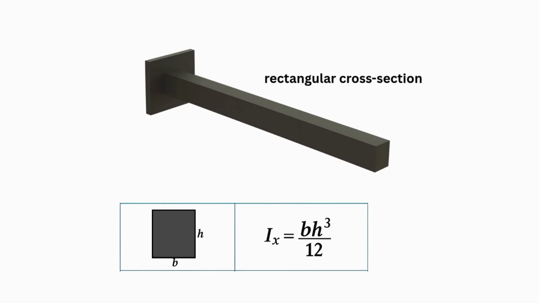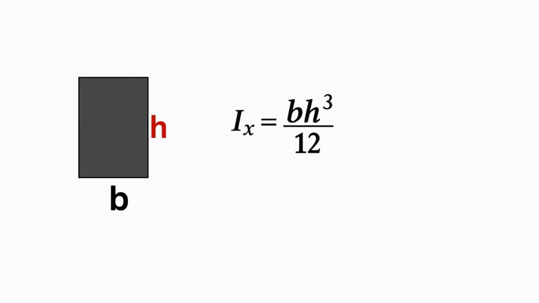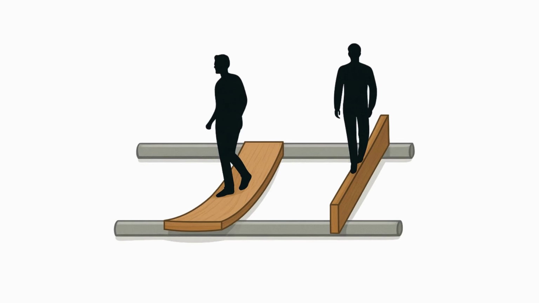In the case of a rectangular cross-section, notice something very important. The height h is raised to the third power. Now, take a look at this image. We have exactly the same cross-section, made of the same material. But we place it in two different orientations. In the first case, the height h is smaller. In the second case, the height h is much larger.